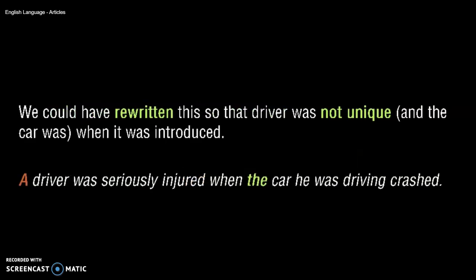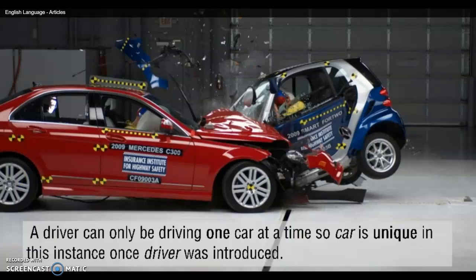We could have rewritten it so that the driver was not unique and the car was. A driver was seriously injured when the car he was driving crashed. As you can see in this picture, a driver can only be driving one car at a time, so the car is unique in this instance once the driver was introduced. Well, theoretically, you could be driving two cars at the same time if you're using a remote control or something, but we'll just go somewhere else with that.